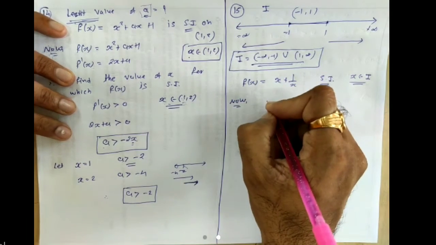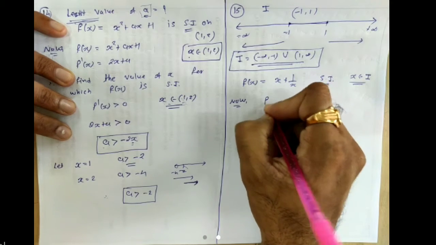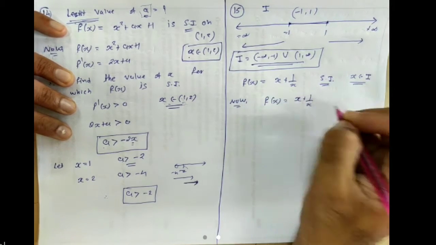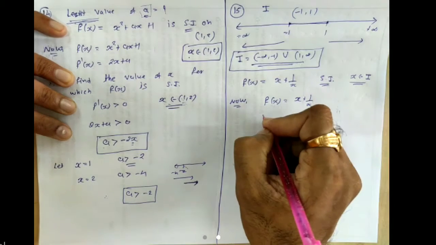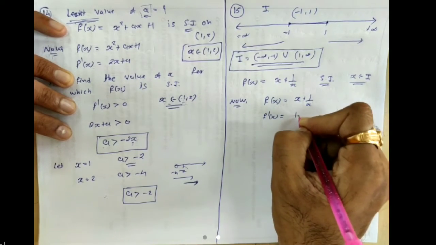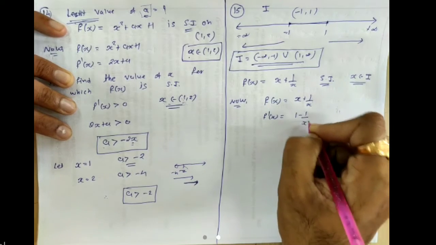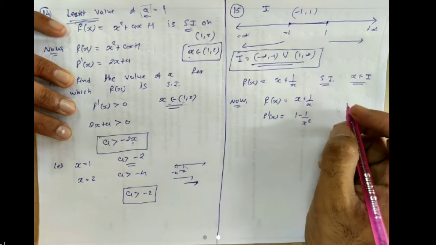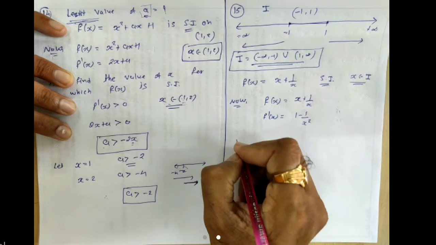So now, start with the given function f of x equal to x plus 1 upon x. Now differentiate on both sides with respect to x. So we are getting f dash x, so this is 1 and this is minus 1 upon x square. Differentiation of 1 by x is minus 1 by x square. Done?